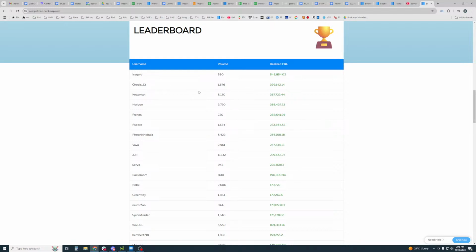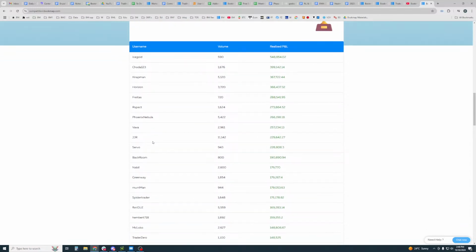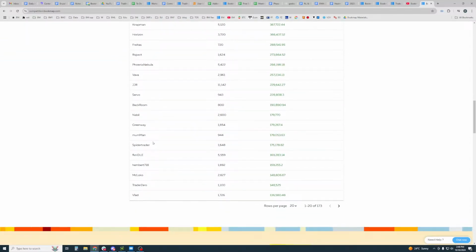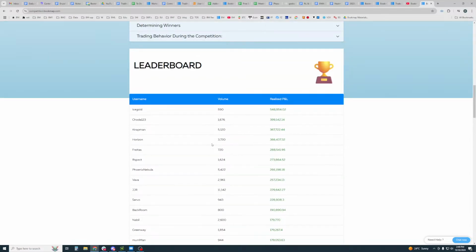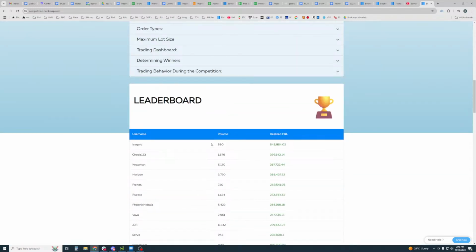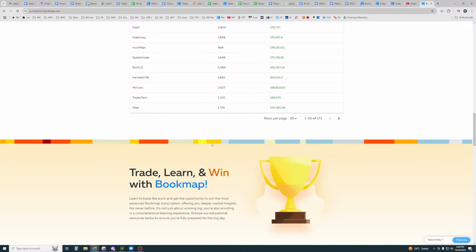And then these other guys just duking it out in here. Napman, Choda, Horizon, Respect, Freitas. There's a few others in here. Maybe Murray Man was doing well. A few others in here, but anyway, you can see all the different players in here and how they're doing. So yeah, have fun with it.